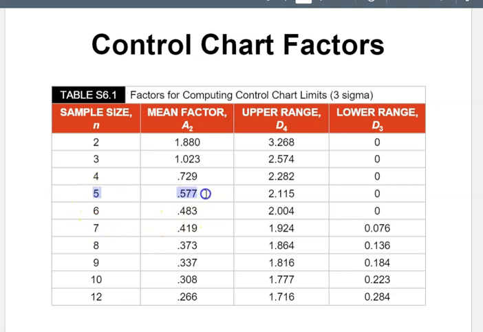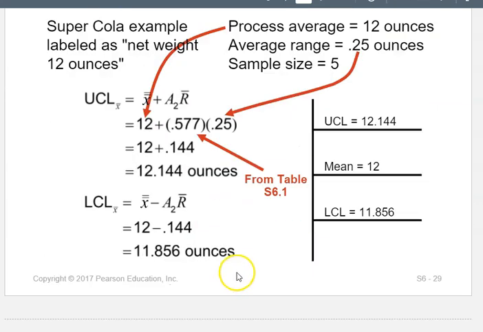And what's the A? 2.577. Plug it in. 1 time plus, 1 time minus. Plus will give you the upper bound, minus will give you the lower bound.